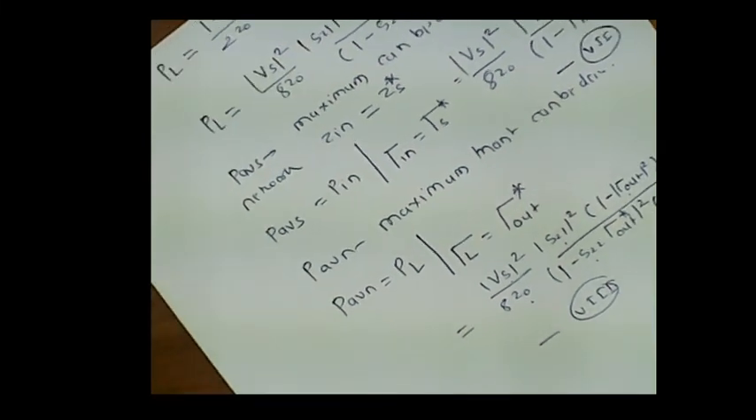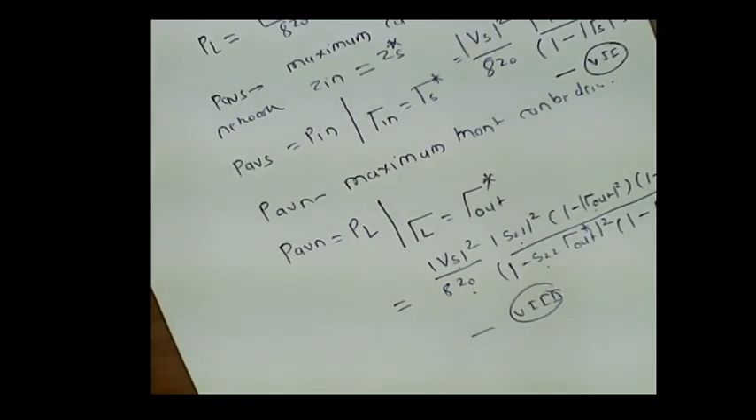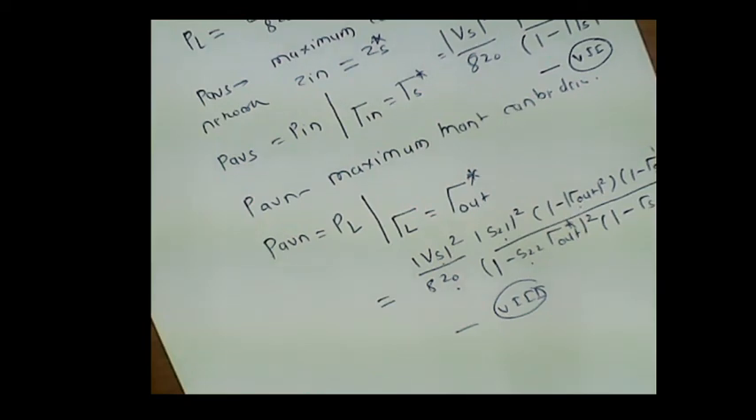So observe that the power available from the source and the power available from the network can be expressed in terms of the voltage source, independent of the input and load impedance. So we can calculate these quantities using these four powers. In the next lecture we will calculate the gain in terms of these four powers. So we can stop here. Thank you.